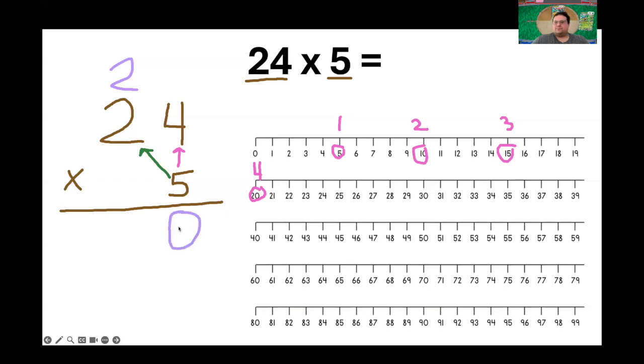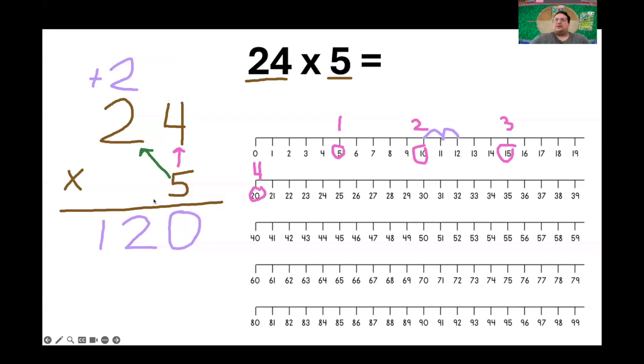Just like that. Then we're going to do 5 times 2, that's 10. And don't forget, we carried this over, so we need to add 2 more. 1, 2, and our answer is 120. 24 times 5 equals 120. If you got that right, give yourself a thumbs up.